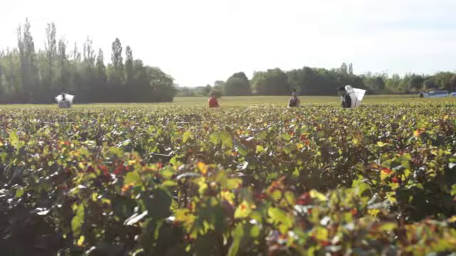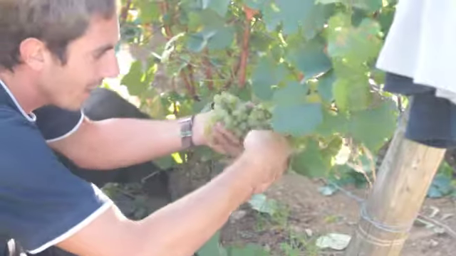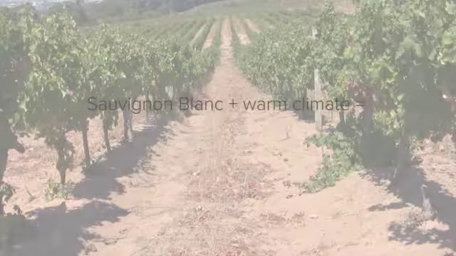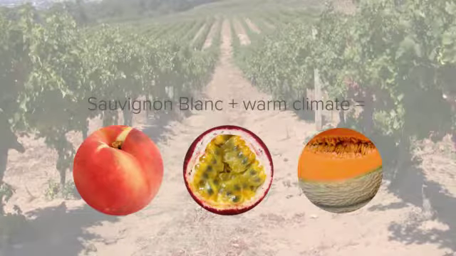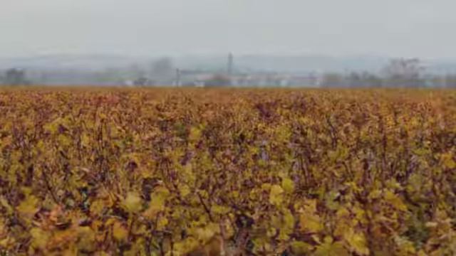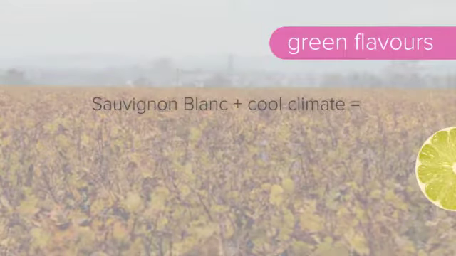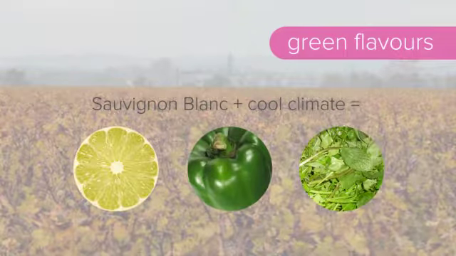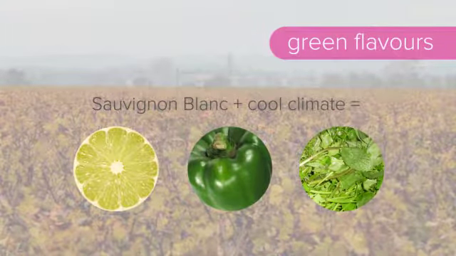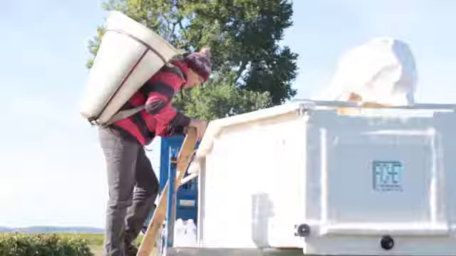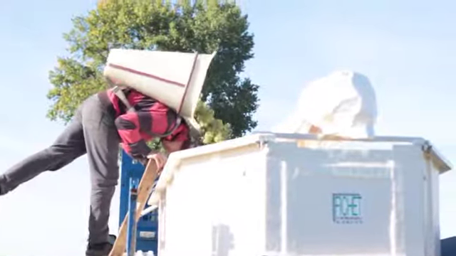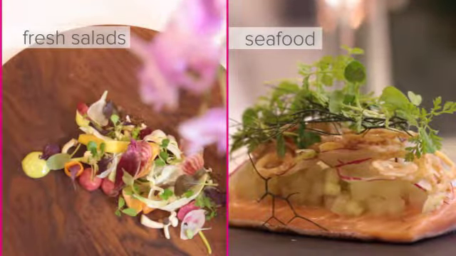Climate is very important to how Sauvignon Blanc tastes. From warmer climates, it can have aromas of peach, passion fruit, and melons. When the grapes are grown in cooler climates, the greener flavors such as limes, capsicums, and herbs are more typical. Sauvignon Blancs are rarely matured in oak barrels, so they retain their fresh and vibrant fruit flavors, and because of its freshness, it is a good wine to have with fresh salads and seafood dishes.